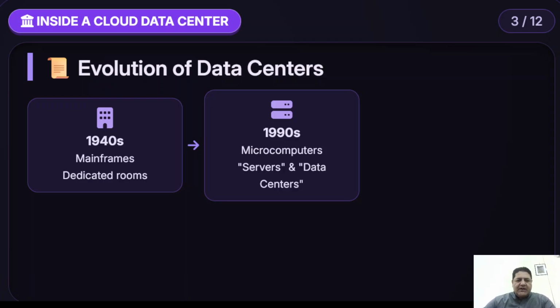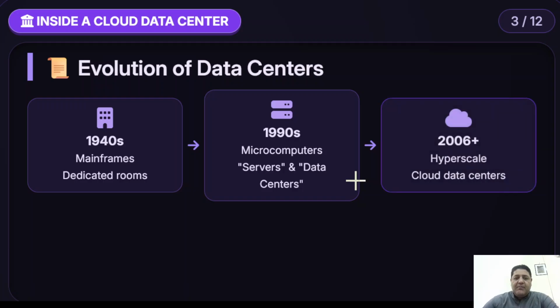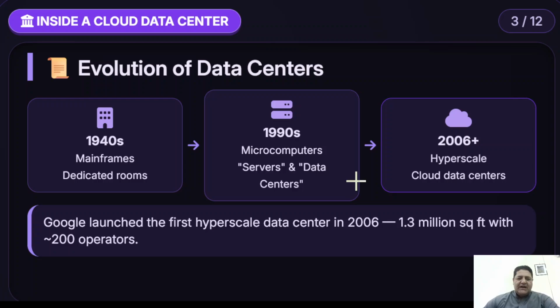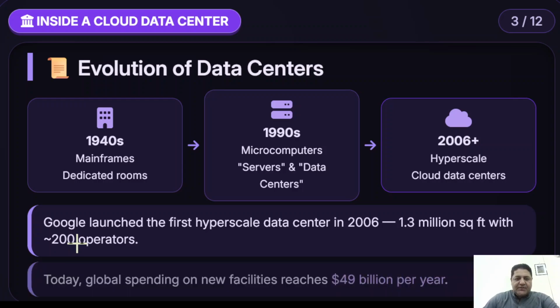And in microcomputers, the servers and the storage devices we have, we placed them inside a room, and we still apply the concept of data center to it. But in 2006 onwards, the concept of hyperscale or cloud data centers came, and in such a data center we have thousands of servers. It covers a huge area, and there are 100+ operators who execute operations related to its management and networking.